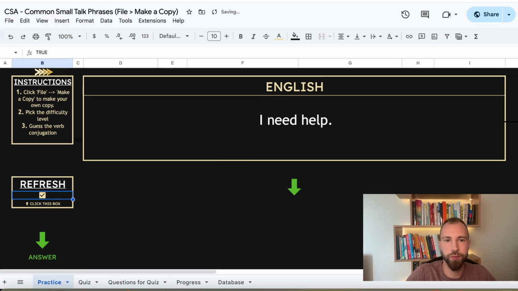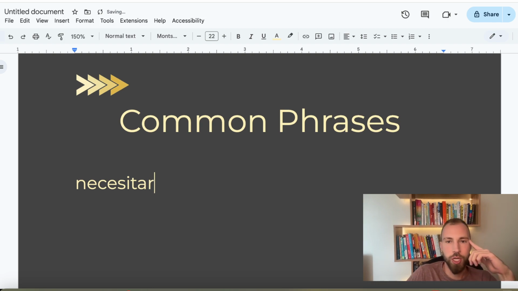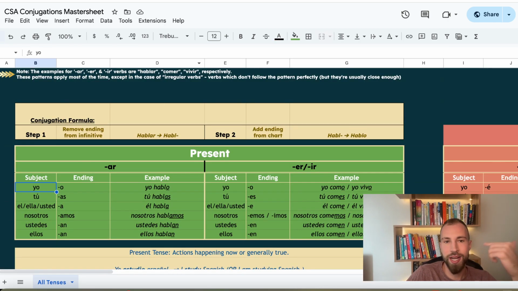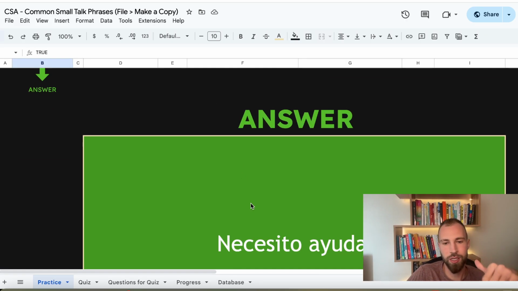I need help. So here we have the verb necesitar, so that's an AR verb. It's in the present tense. Once again, we're not saying I needed help in the past. We're not saying I will need help. We're saying right now I need help. So necesitar is an AR verb. I'll write it out for you, necesitar. And we need to conjugate it for yo, I. Yo necesito, it's going to end with O. The memory trick I always use is yo ends with O. Yo necesito. And then the word for help you just have to know is ayuda. So yo necesito ayuda.